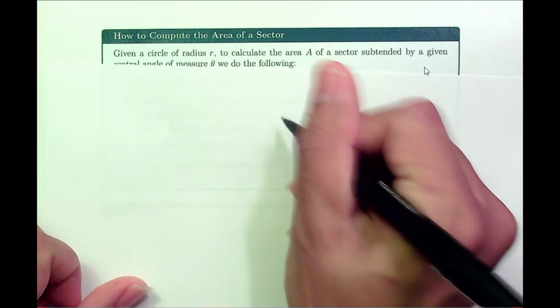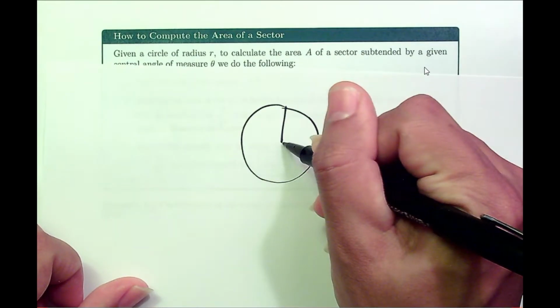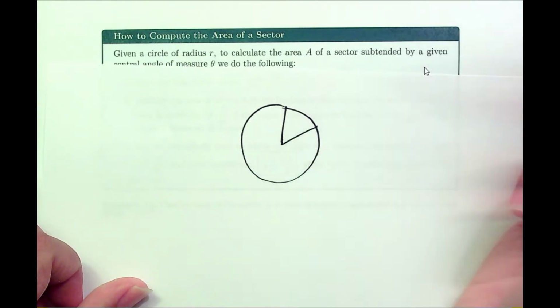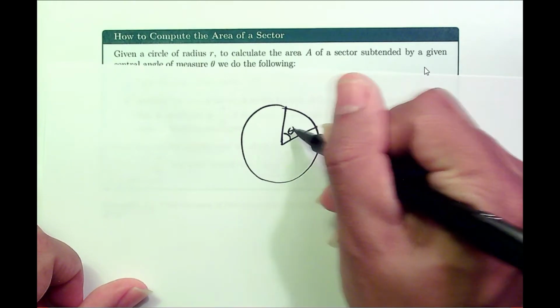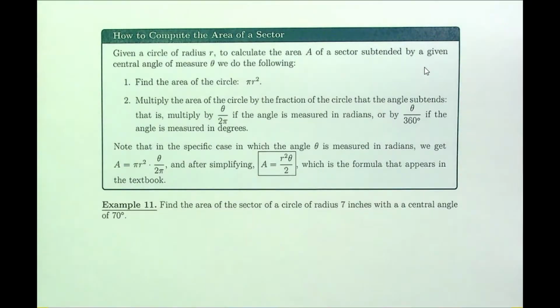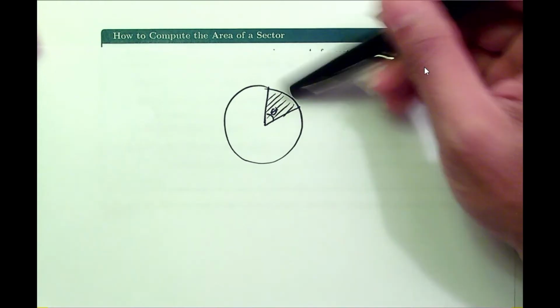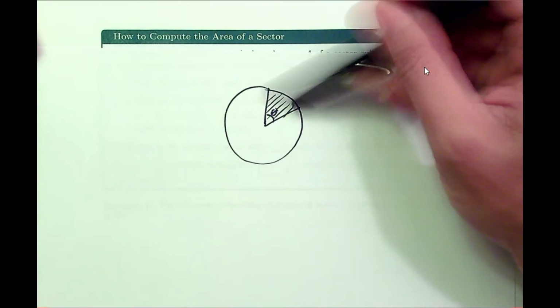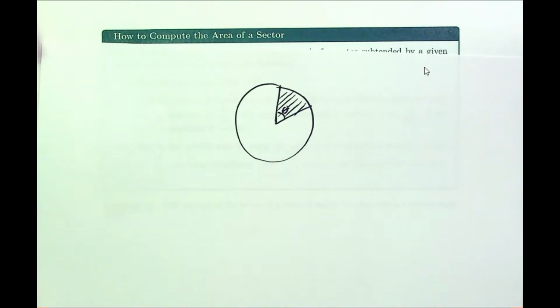So suppose you have a circle and you want to compute the area of a slice of this pie. So we want to compute the area of that. Well, this is done exactly the same way as arc length. So first thing is you have to start by computing the area of the whole thing. Remember that when we did arc length, we wanted to find the length of the little piece, this arc. We first started by computing the length of the whole thing.